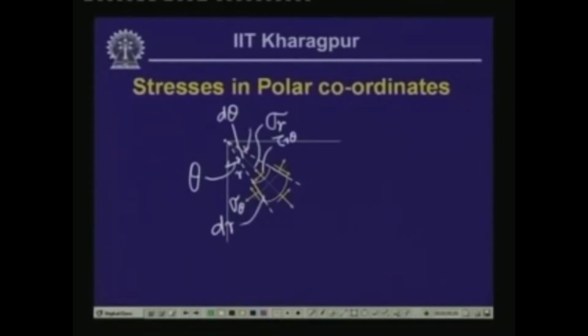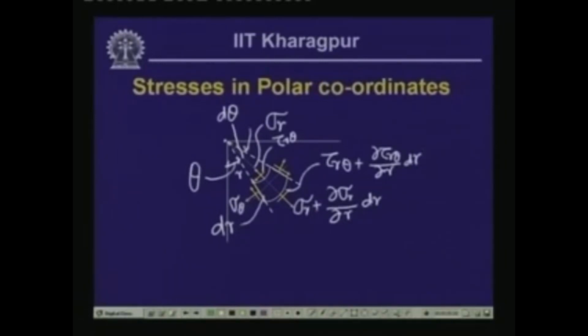So, the stress acting on this surface, since it is at a distance of dr, and as we have seen earlier while deriving the equilibrium equations with reference to the rectangular Cartesian axis system, if you find the stress at two different points, there is an incremental stress, which is sigma r plus del sigma r by del r times the distance dr. Likewise, the shearing stress is tau r theta plus del tau r theta by del r times dr.